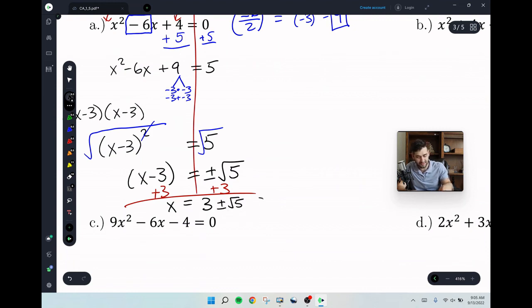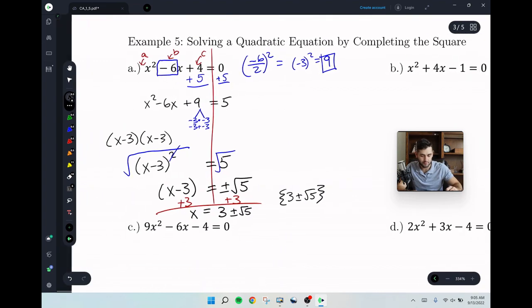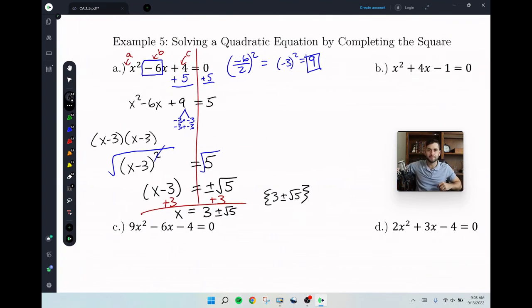Also known as the solution set of 3 plus or minus the square root of 5. Zoom out a little bit, let you look at that. Not too crazy. I know it's messy, I know it's ugly, but if you divide by 2 and square it, and then you force your equation to have that number at the end, it's always going to work out nice and neat like that.